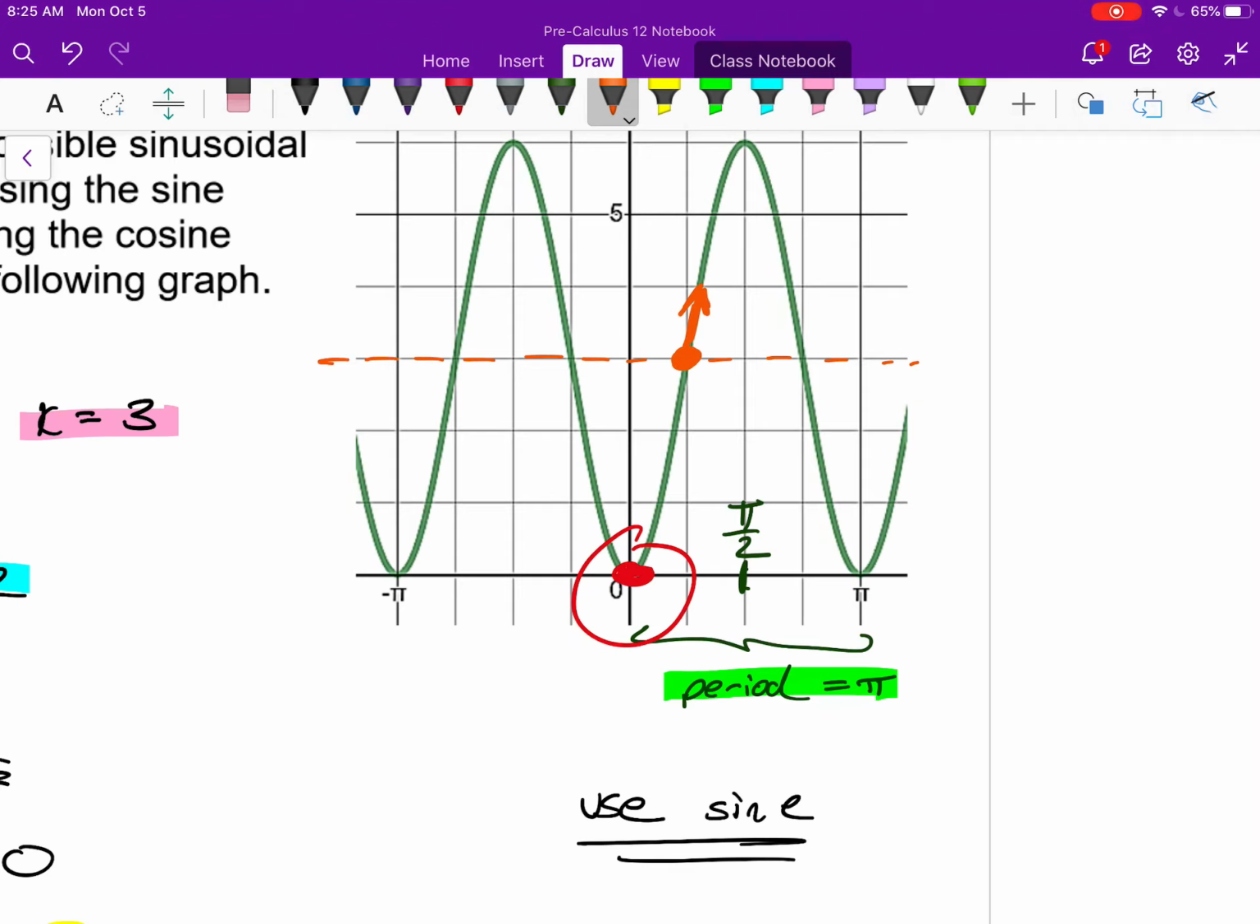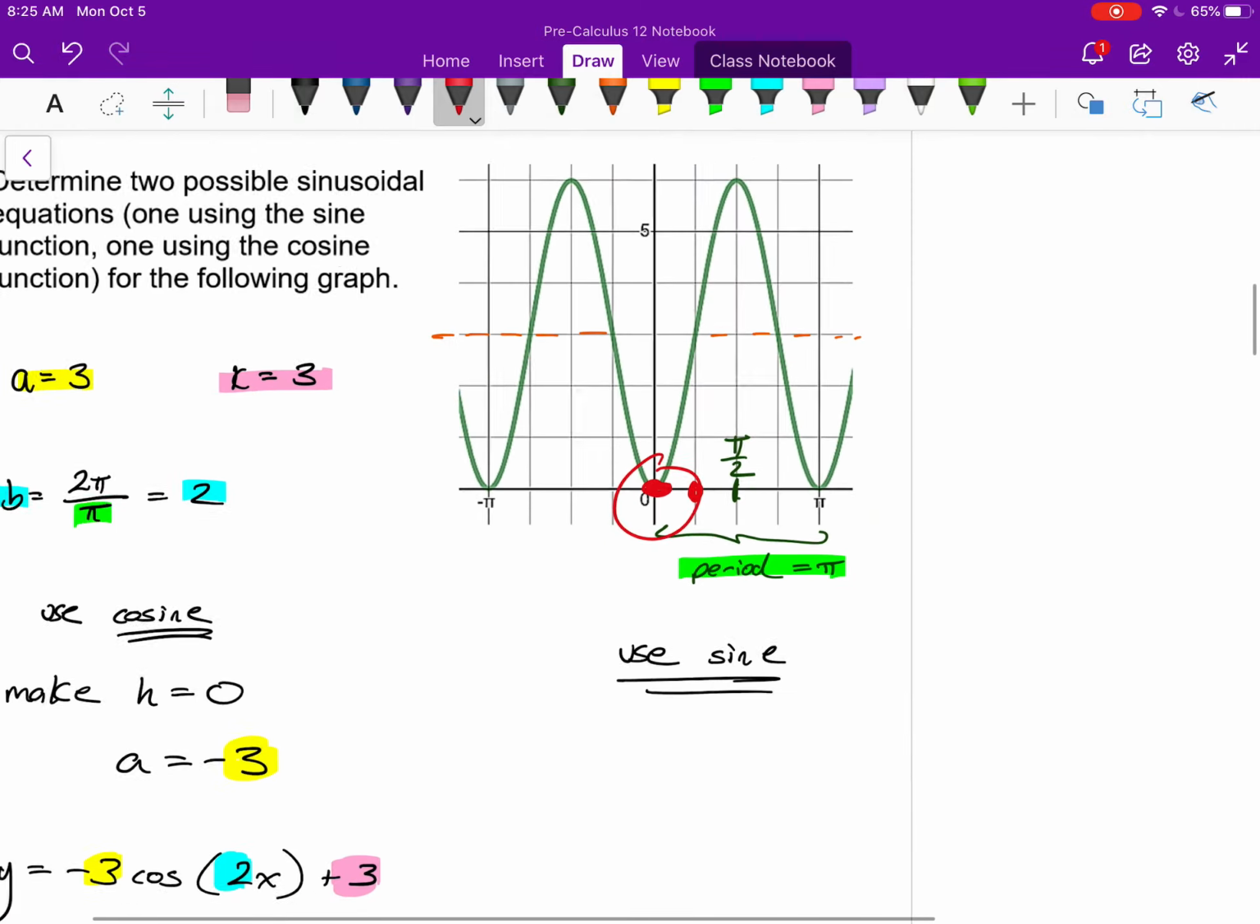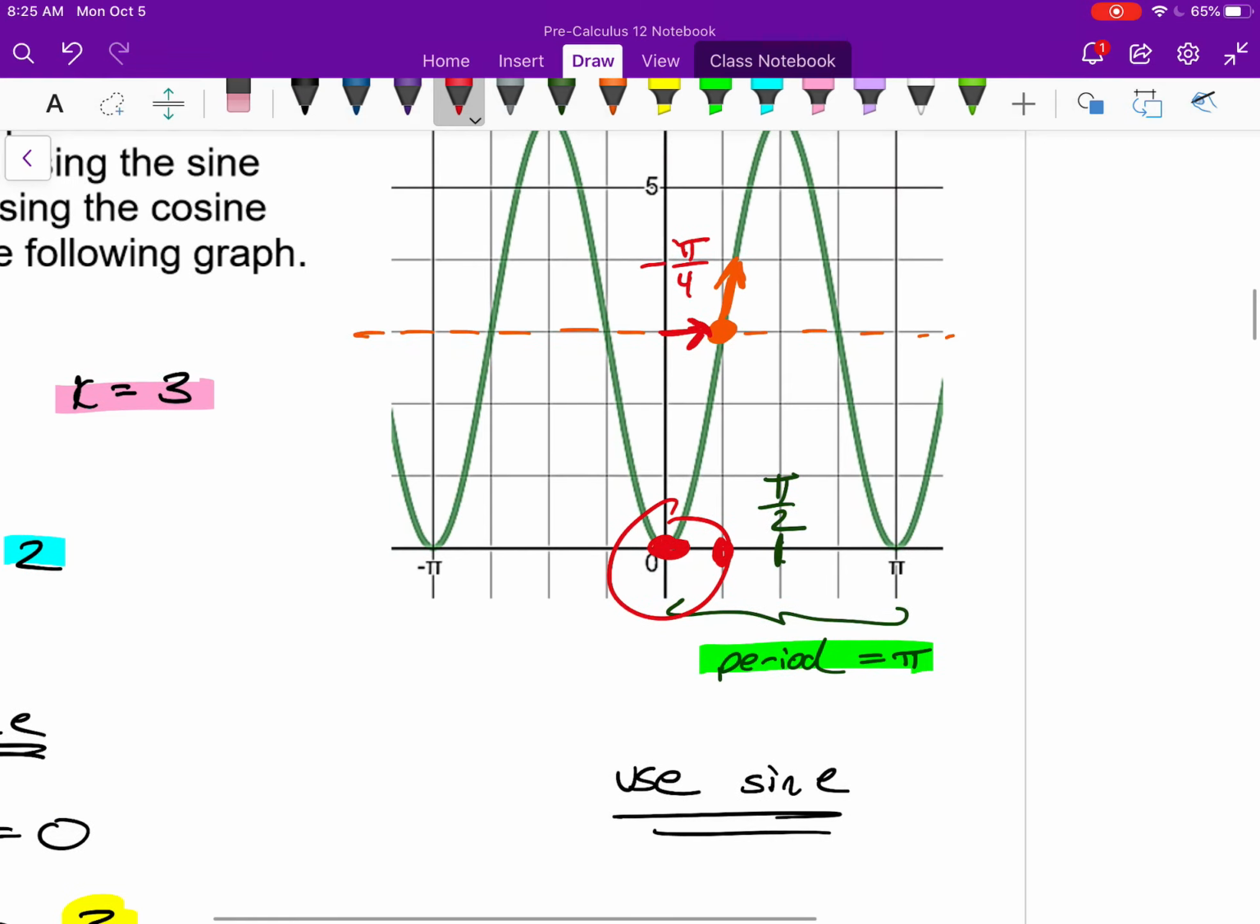But unlike before, it's not on the y-axis, so I have to imagine a horizontal translation to the right. How many units? Well, pi over 4 to the right. So my h value, pi over 4. So I have to imagine a sine function being translated pi over 4 to the right in order for it to match up with that point there. There's other options, but I think that's the easiest.